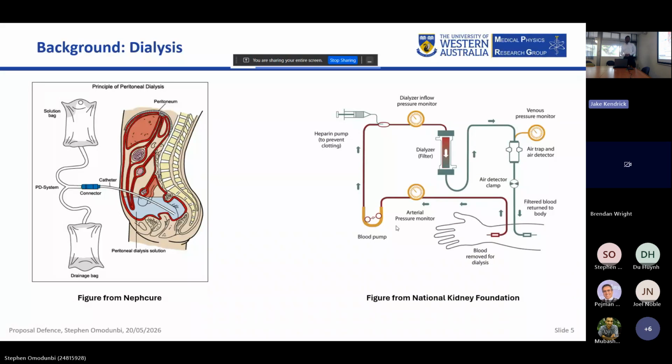A little different for hemodialysis. The difference is mainly there's an arteriovenous graft created in the wrist. This will allow blood to be removed for dialysis and sent to a dialyzer filter, which will include dialysate, which will be able to filter the blood, and then the filtered blood will be able to be returned to the body.